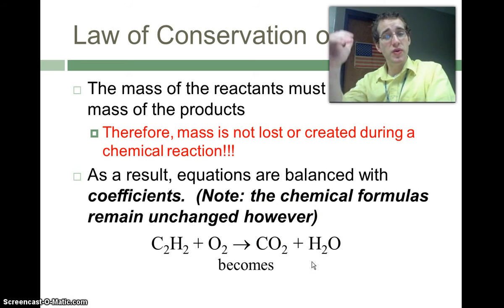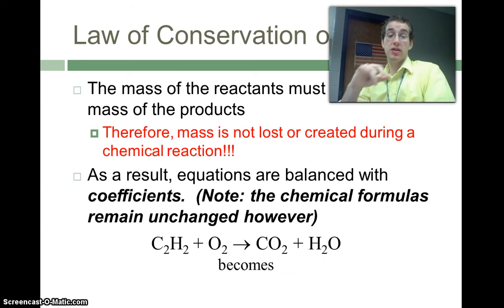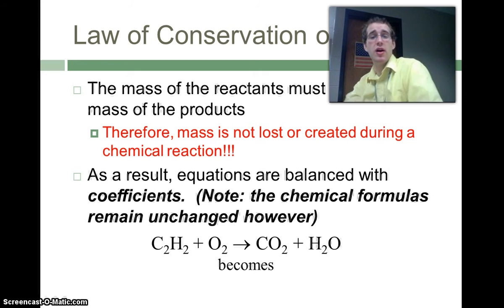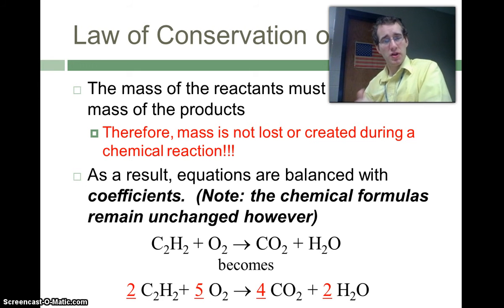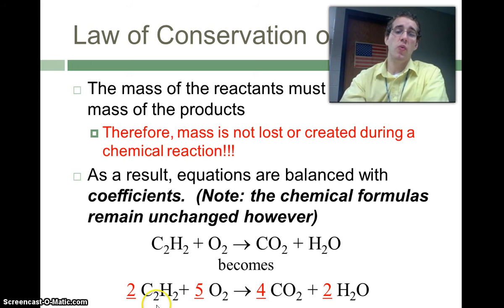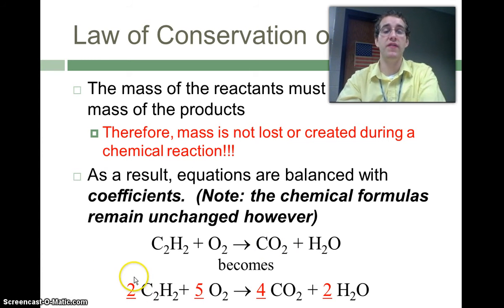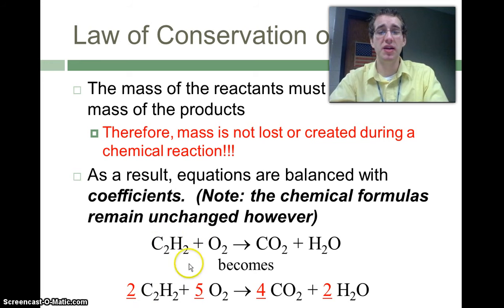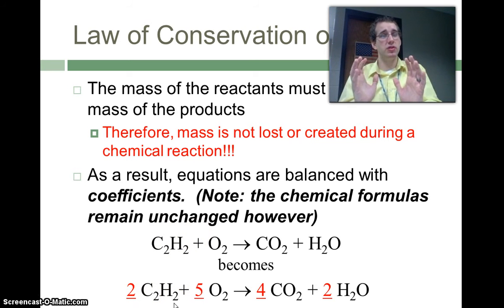So C2H2 plus O2 turning into carbon dioxide and water actually becomes 2 C2H2 plus 5 O2 to give us 4 CO2 and 2 H2O. We call these large whole numbers coefficients. Now notice we didn't change the subscripts. We don't want to change the molecules. We know that we have to have viable compounds. They have to be balanced in terms of their charges. We therefore can only change, when balancing our equations, the coefficients.